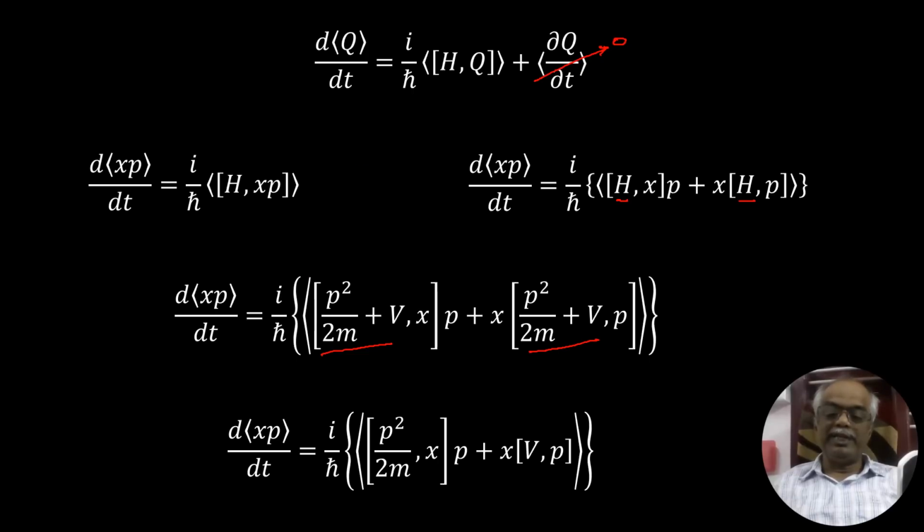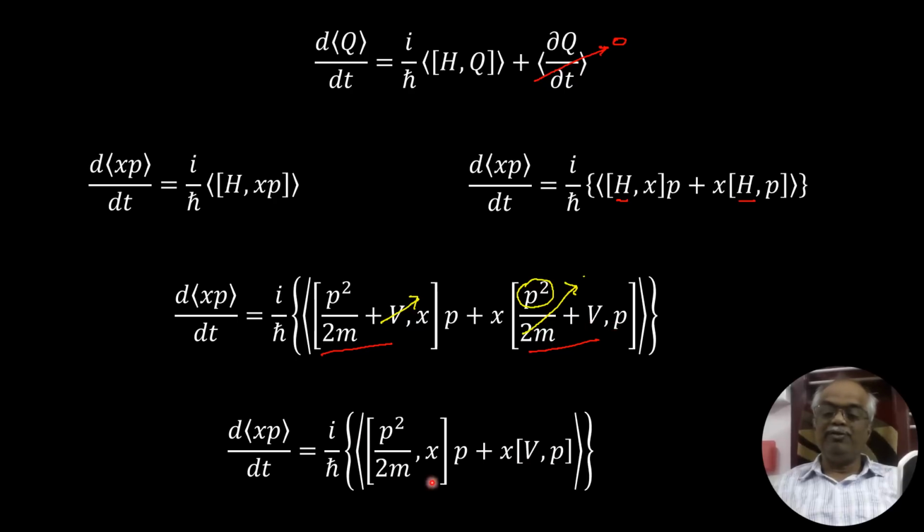Now you take the first commutator. V depends on x alone, so V and x will commute, so we can remove V from the first commutator. This will become the commutator of p squared over 2m with x. Similarly, in the second term, p squared will commute with p, so we can remove p squared over 2m, and then this will become x multiplied by the commutator of V with p.